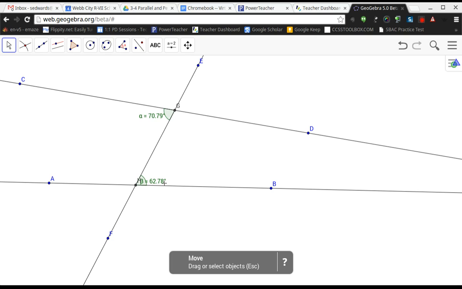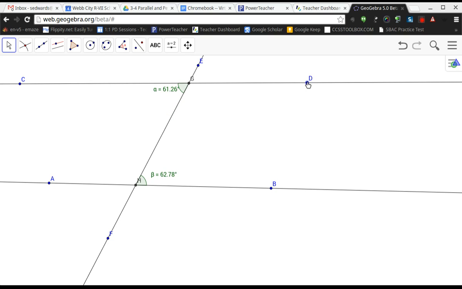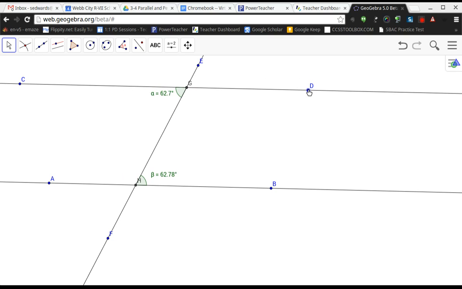Now, it said to move the lines so that the angles are congruent. So I'm going to move this until I can see that they're almost congruent. You're going to try to get them as close to equal as possible. Oops, that's pretty darn close. And then they want you to do a screenshot of this.